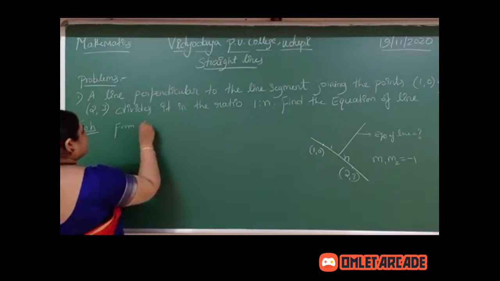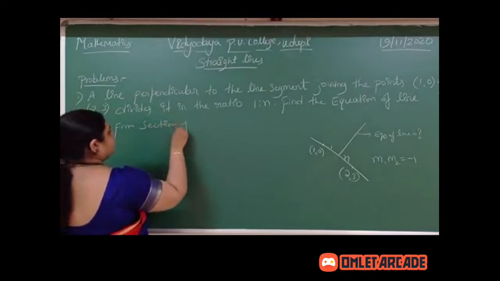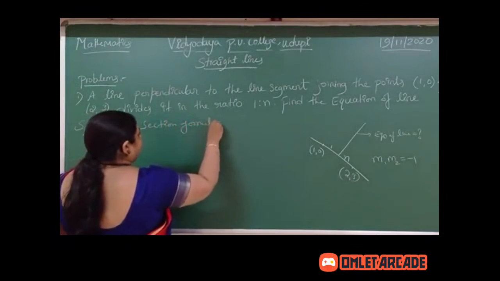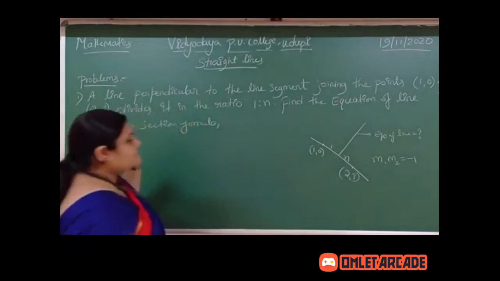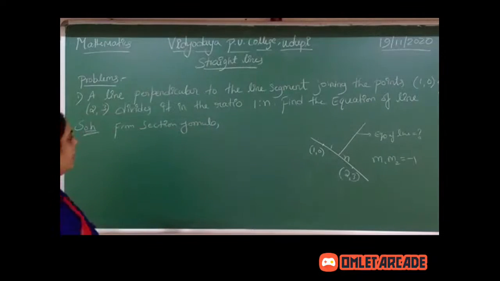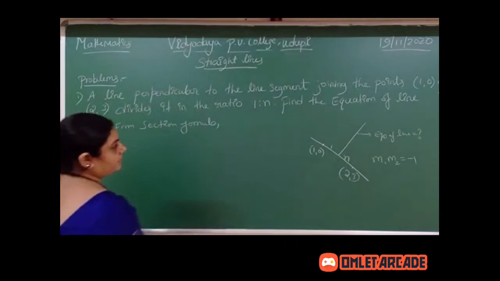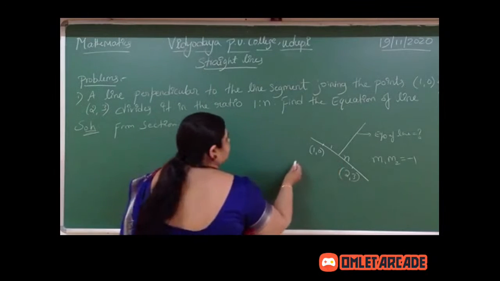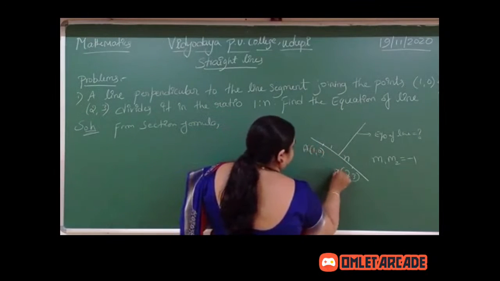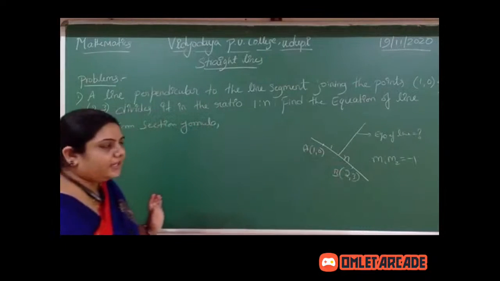From section formula, you should know why I am using this, okay? Only when you understand the question properly will you come to know why I am using this formula here. From section formula, I am trying to find this point. So let me name this as A, this as B, okay?